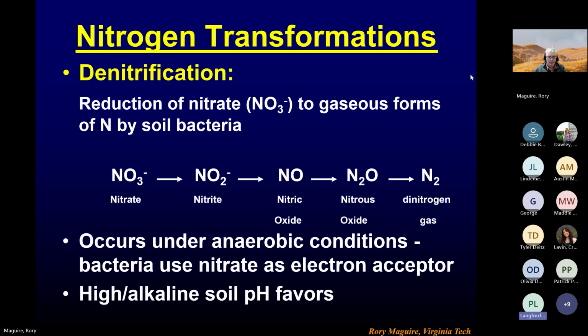Next slide, please. Just to expand on that a little bit, this is what a farmer doesn't want. So everything in the previous slides is how you get nitrogen to be plant available. This is losing plant available nitrogen, so it's something that farmers do not want to see.